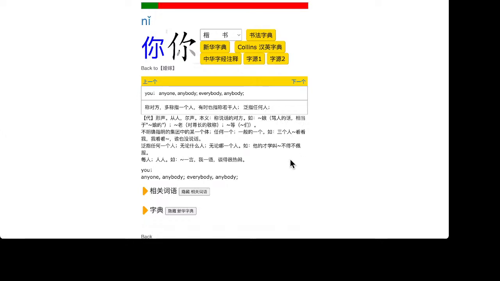Another sentence, like 他的才学叫你不得不佩服. Over here, it means that his talent is something you can't help but admire. So here the you is not actually referring to the other party you're speaking to. It's just referring to a general person. Usually, though, 你 refers to the other party, the person you are speaking to. Okay, so this is 你.